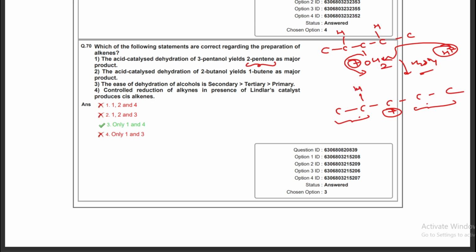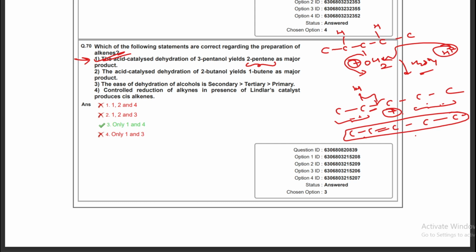So if this proton gives its electron here, and there is a removal of H positive, you will see a double bond at this position. Ultimately this is 2-pentene as a major product, and there is no issue regarding the stability of the carbocation, because both sides are symmetrical, and yes, the major product will be 2-pentene. So okay, the first statement is correct.